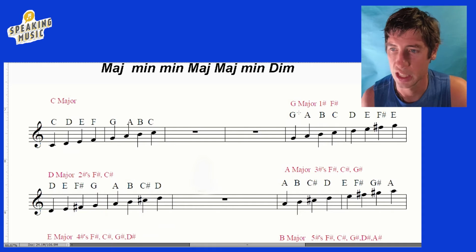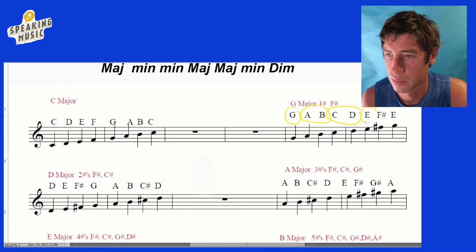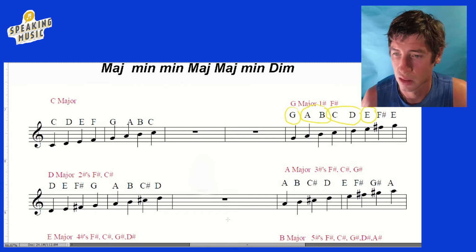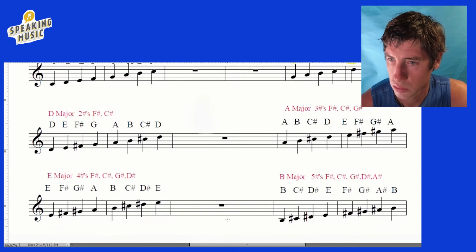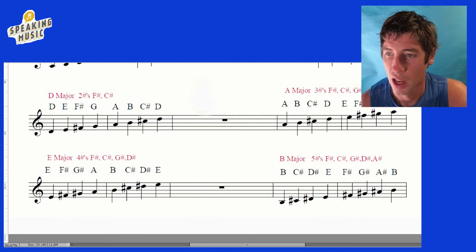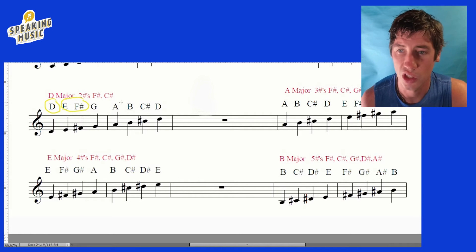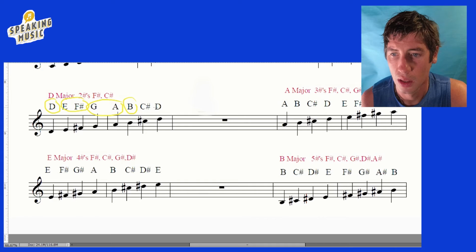So we already did C, so let's look at G. So it'd be G major, A minor and B minor, C major and D major, E minor, and that's it. The last one obviously would be diminished. In D, we would have D major, E minor and F sharp minor, G major and A major, B minor, and C sharp diminished.